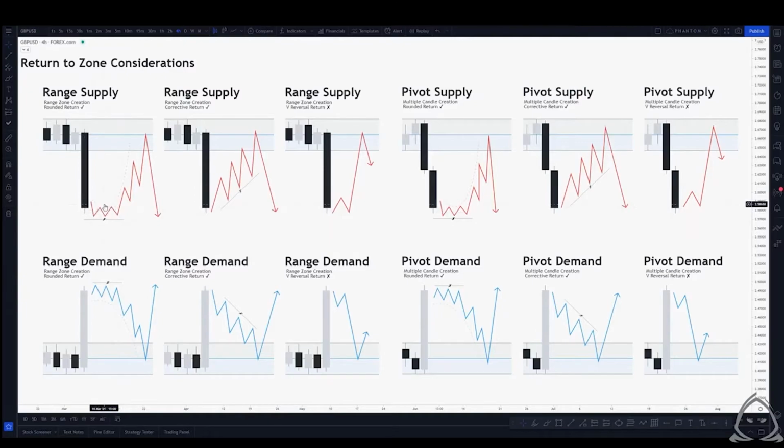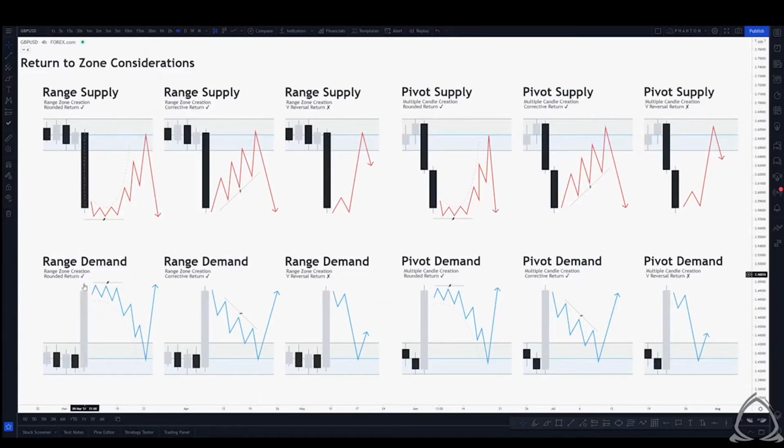rebalancing the imbalance between supply and demand. And once demand has caught up with the amount of supply that's just entered the market, price then slowly rounds back into that supply zone, which is where we would look for our entry. The same thing can be said about demand.